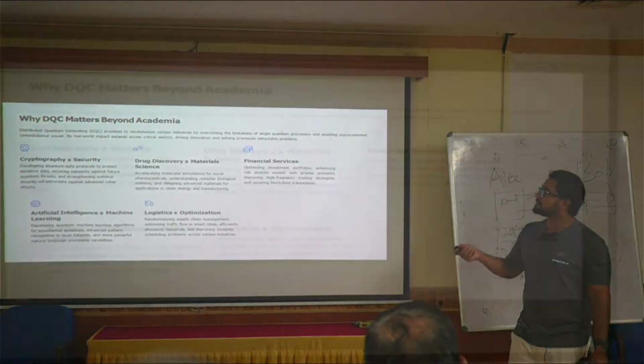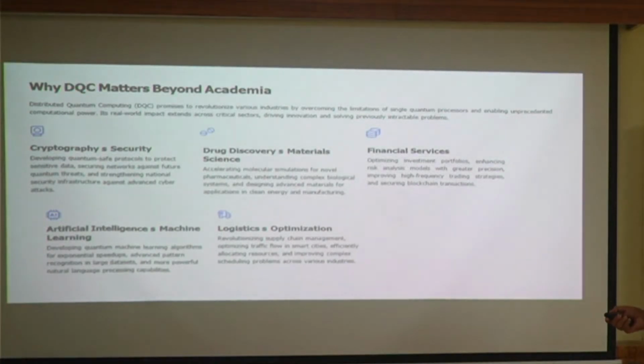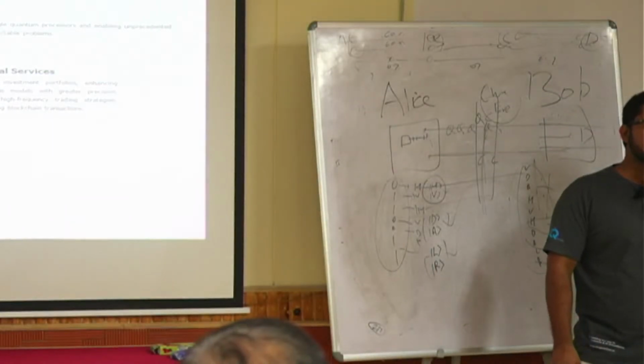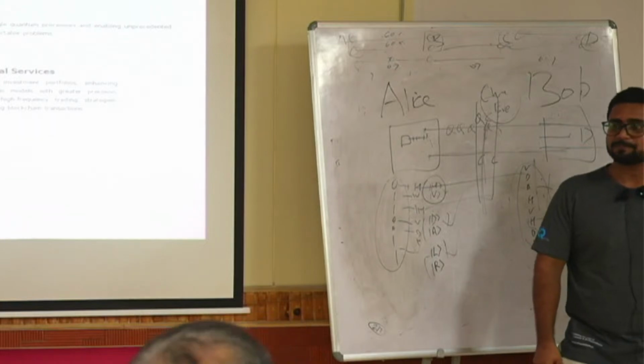So why does distributed quantum computing matter beyond academia? Cryptography and security, drug discovery, material science, financial services such as portfolio optimization for financial institutions, AI and machine learning, and logistics and optimization as well. These are the applications of distributed quantum computing, which is a very promising area of coming quantum technology.